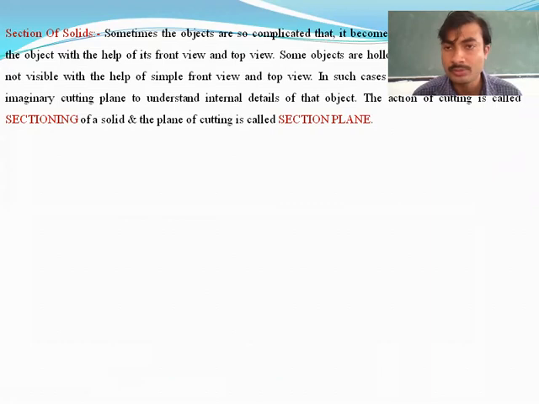What do you mean by section? Sometimes, if you take any solid object and look from one direction, we can see the outer surface, but we cannot see the inner surface. The inner surface will have so many dotted lines. Sometimes it becomes very complicated to draw all the dotted lines on the drawing sheet in any one of the views, either the front view, the top view, or the side view. To overcome all this, you have to do the sectioning.